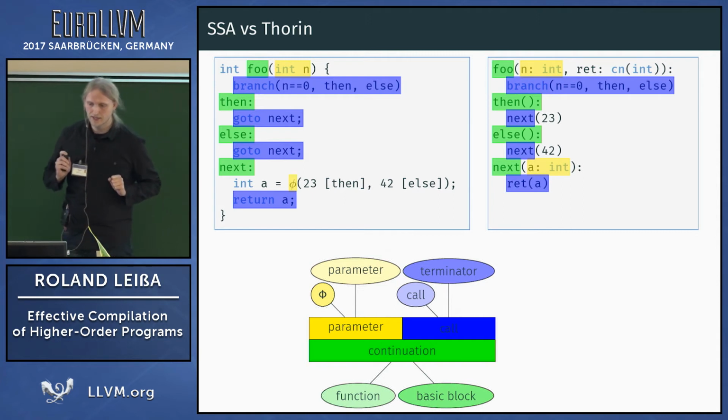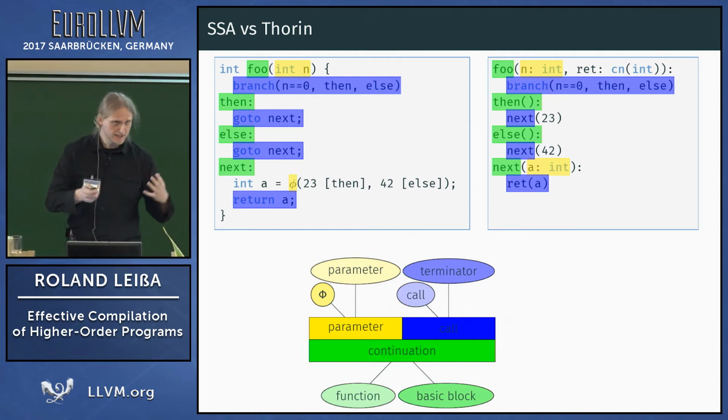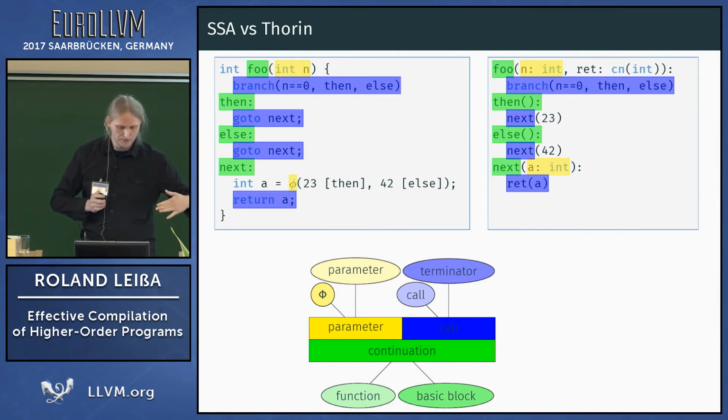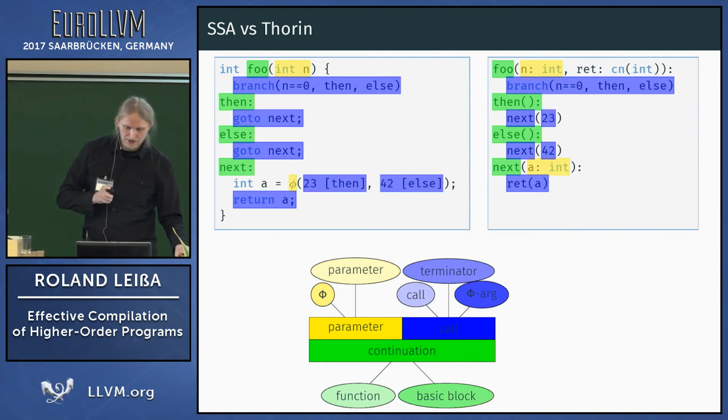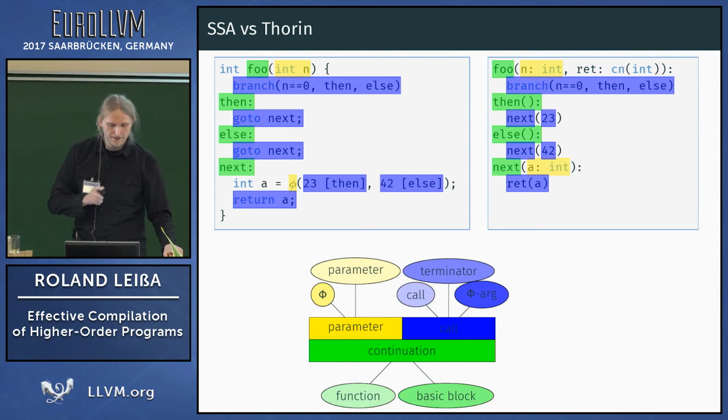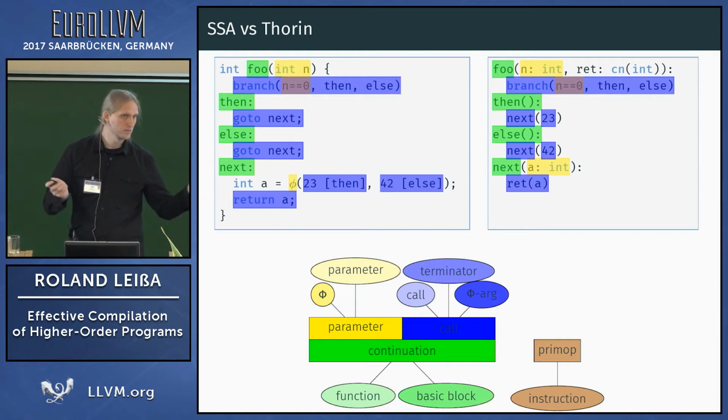Then we have terminators, as known in LLVM, which end the basic block, and those terminators are just calls in continuation passing style. And note that the arguments of the phi, the 23 and the 42, are actually just arguments for calling the continuation next. And we have primops, which resemble instructions in LLVM, or basically in SSA form.